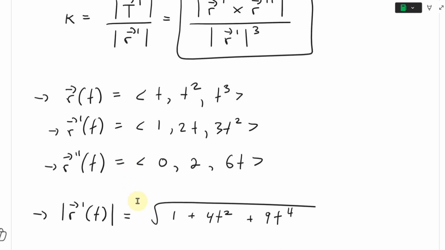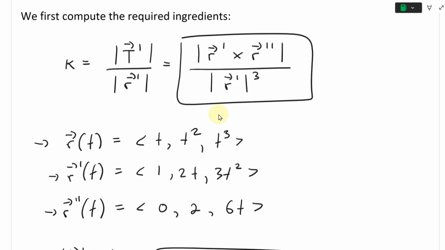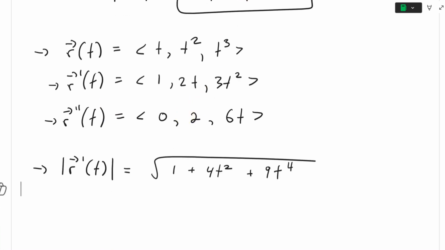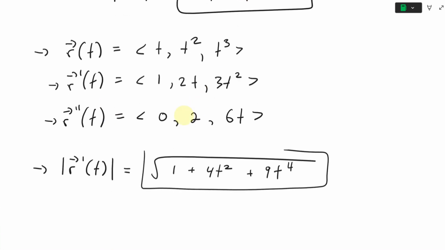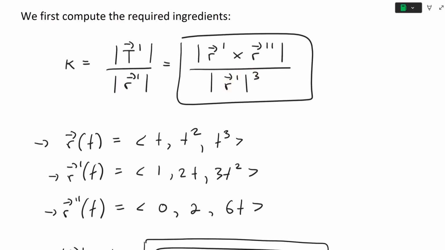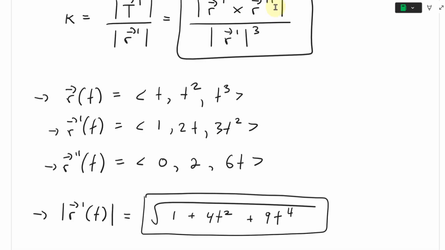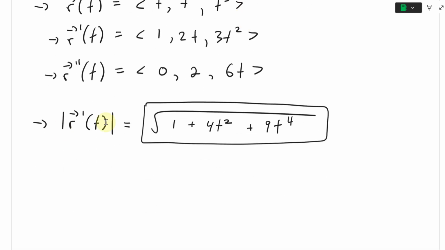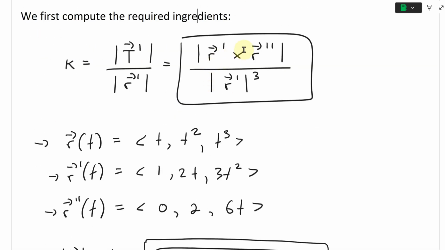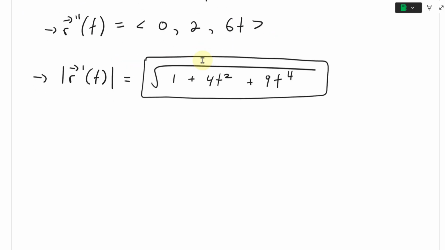All right, since this is part of this equation, and this one we're going to take the cross product, we'll have the separate answer. So I'm going to circle this in. That's the first part, this one right here, and then we just have to cube it. The next part is this top part here. The top part is the magnitude of the cross product, so let's write the full thing: the magnitude of r prime of t cross with r double prime of t, like this.